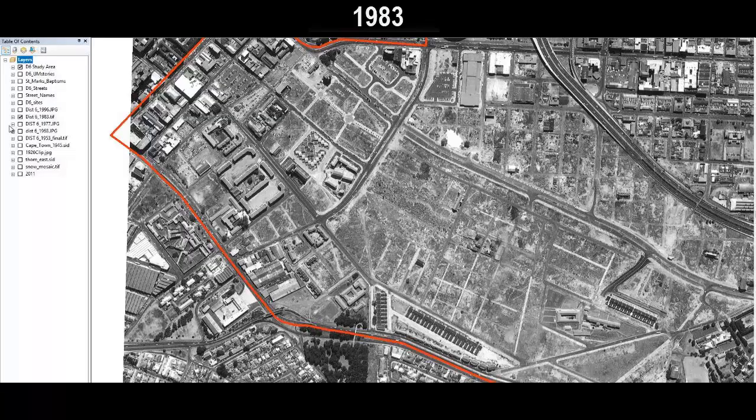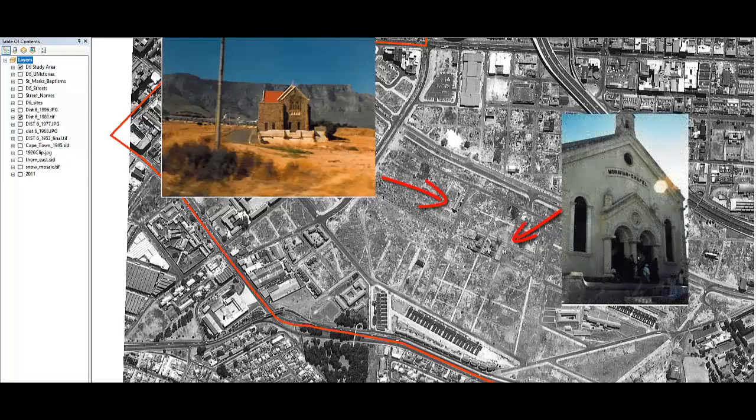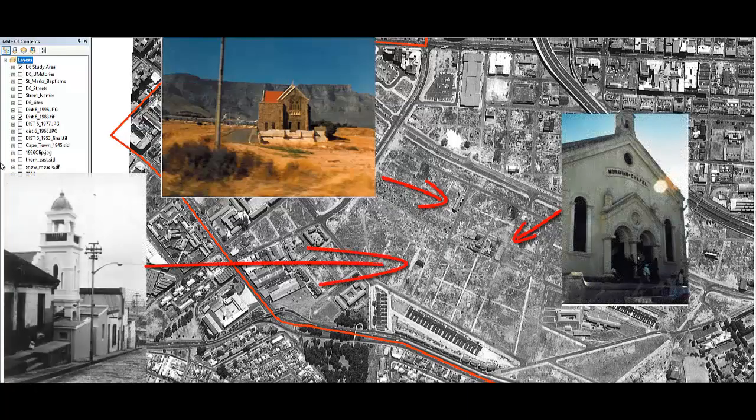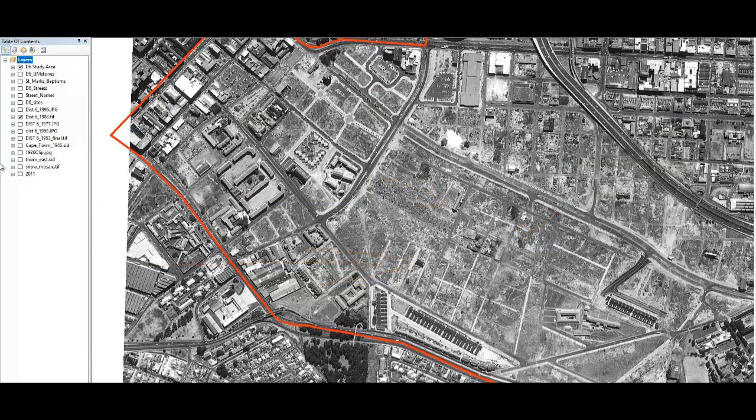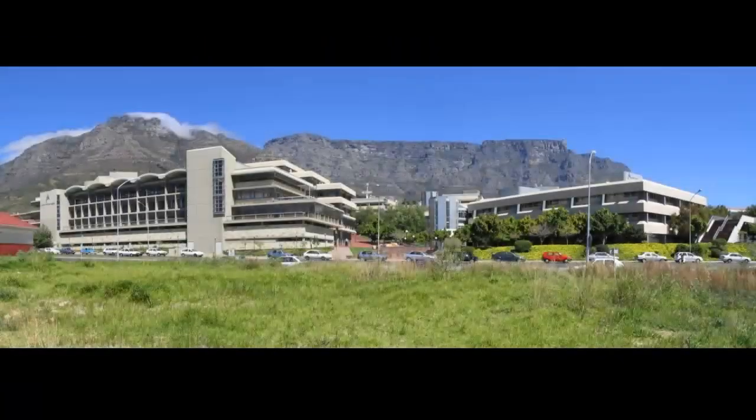Notice that there were only a few buildings left standing. These were mainly churches and mosques. St. Mark's Church, the Moravian Chapel, and Ellesmere Street Mosque are all still standing on our campus. Cape Technikon, a whites-only institution, was built shortly after this, and the first buildings appeared in 1986.